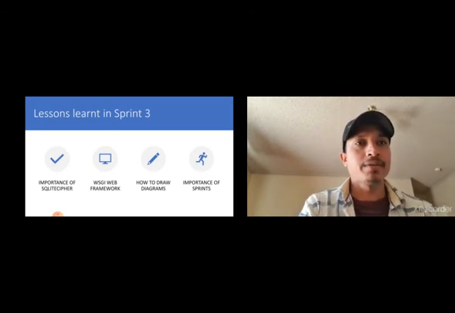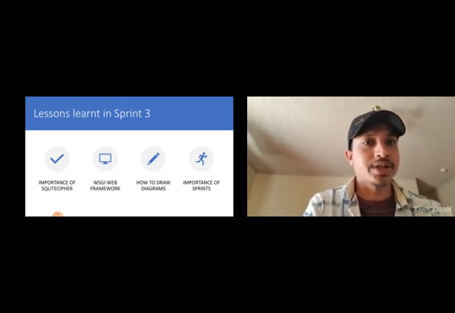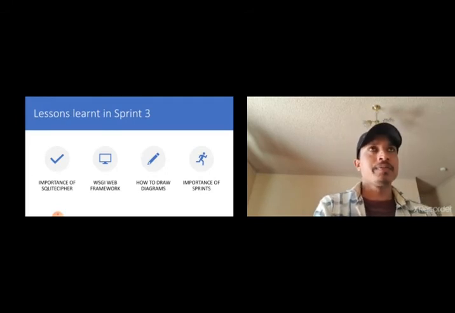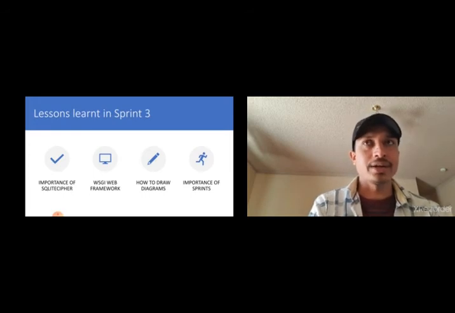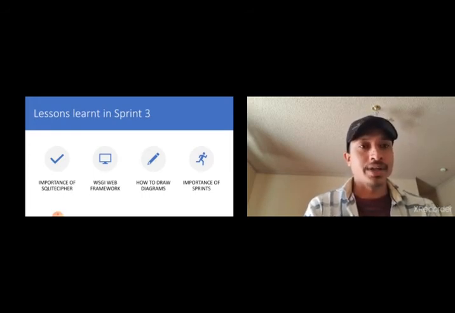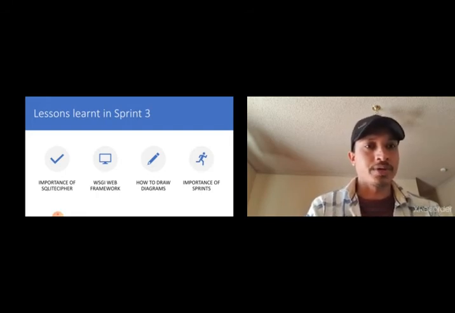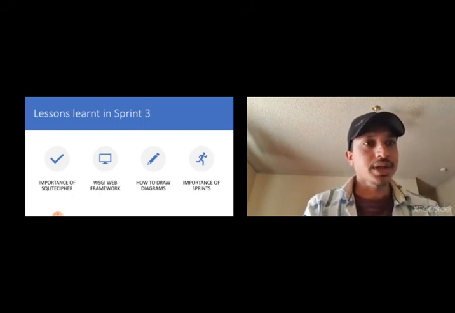What I learned in sprint 3 was the importance of SQLite cipher. SQLite cipher was a bit new to me, and I learned how it helps in making the database secure. I also learned about some design web frameworks. Although I knew how to draw some diagrams, I did not know much more about them. So in this sprint, I learned more about drawing use case diagrams, sequence diagrams, and activity diagrams.